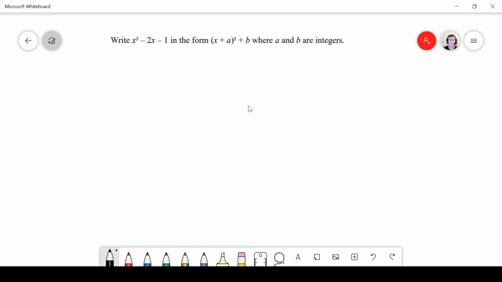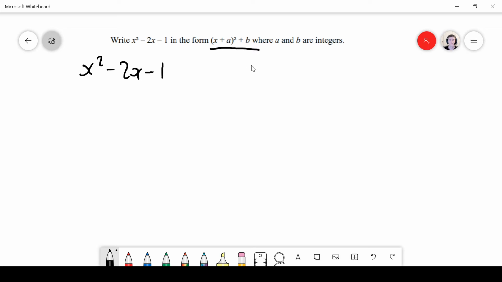Okay, I'd say that's probably enough time. Don't worry if you haven't got it yet. I'll be going through it. So we have x squared minus 2x minus 1, and we want to write that in the form (x plus a) squared plus b.